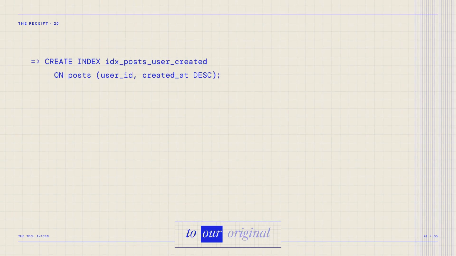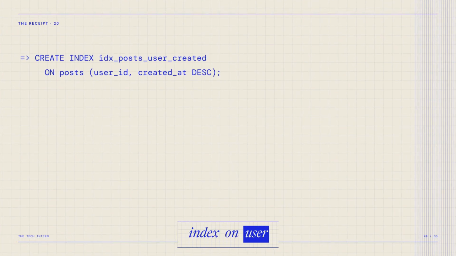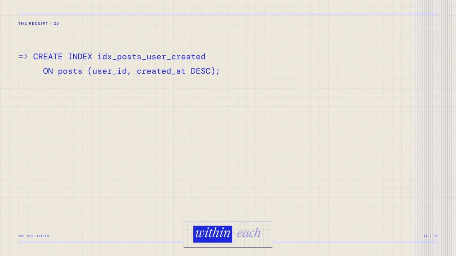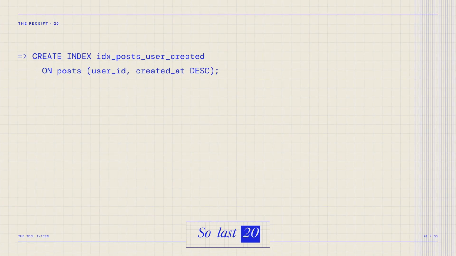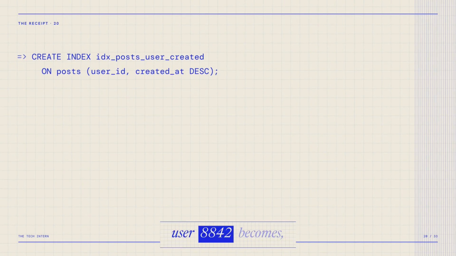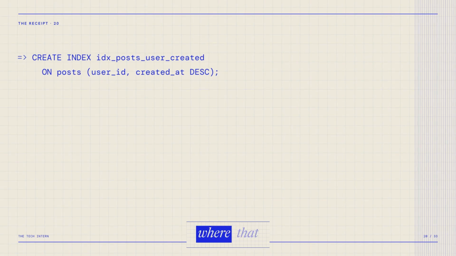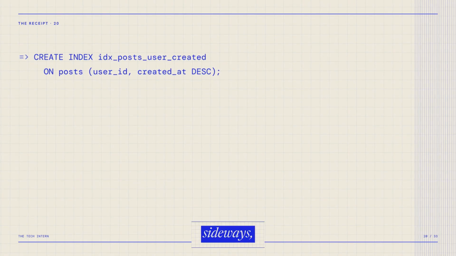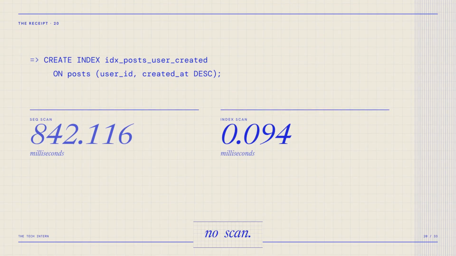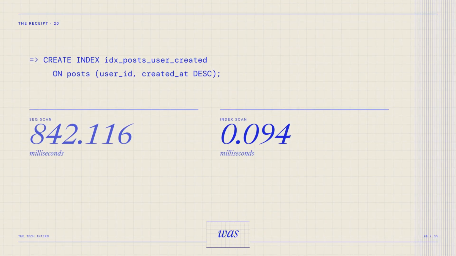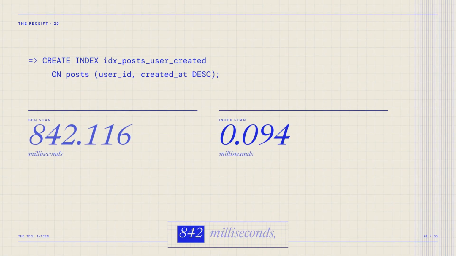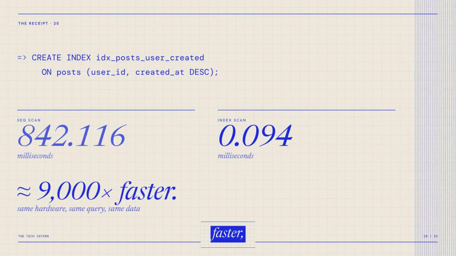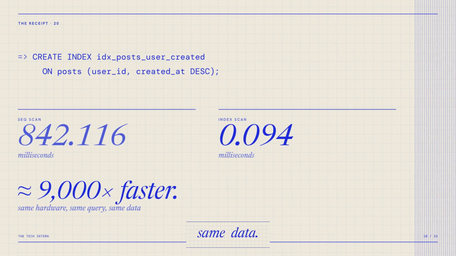And now go back to our original query. Index on user ID and created at, which means the leaf level is sorted by user and within each user by time. So, last 20 posts by user 8842 becomes 3 hops down to where that user's entries begin. Then read 20 entries sideways. Stop. No sort step, no scan. The order by is free because the data was already stored in that order. 842 milliseconds to 0.094. Roughly 9,000 times faster. Same hardware, same query, same data.